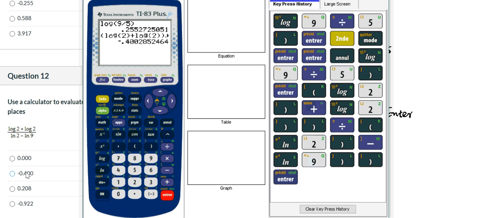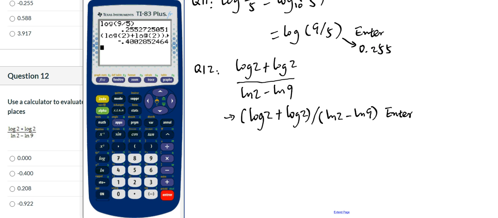Okay, yeah, there's negative 0.400. Let me put the answer right here. This one, the answer you get will be negative 0.400. Okay, now keep going.